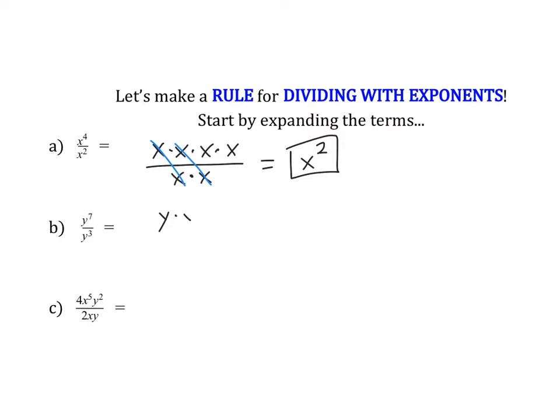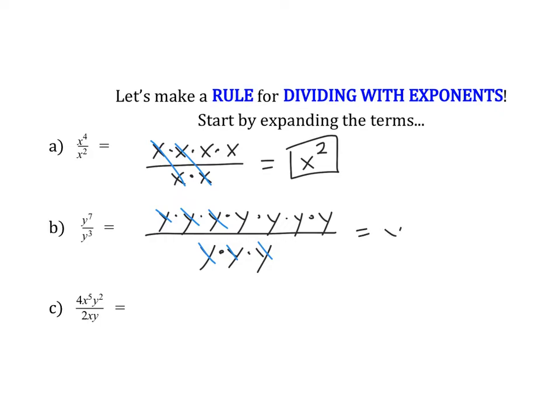So let's expand out y to the seventh. So we're multiplying y by itself 7 times. And then we're going to divide by y cubed, which is y times y times y. Let's start crossing out our common factors, and what we have left is y to the power of 4. Y times y times y times y is y to the power of 4.